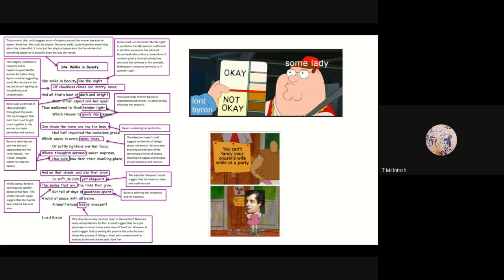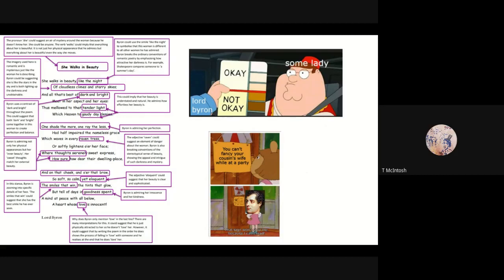And in that last stanza, it sounds so nice, doesn't it? And yet, as you'll have discussed in class, really what he's saying here is, she's got a really nice face, and that tells me everything I need to know about her personality. And possibly the most insulting bit: "on that cheek, over that brow, forehead so soft, so calm, yet eloquent." Eloquent meaning speaks very beautifully. Of course, she doesn't speak.